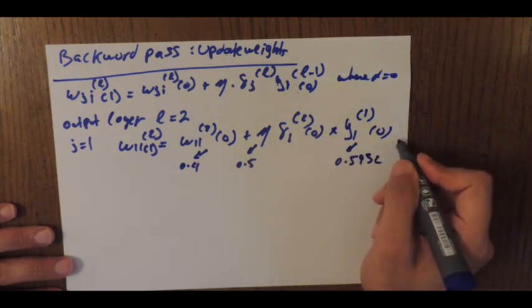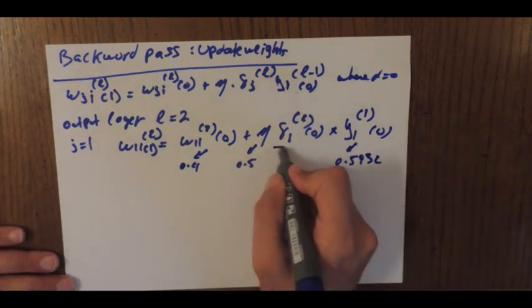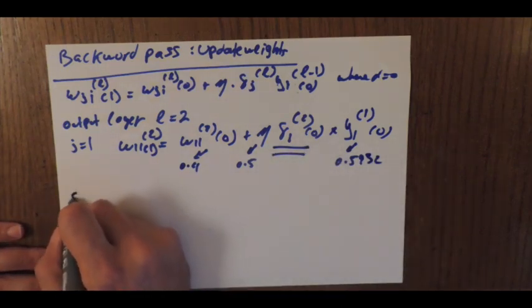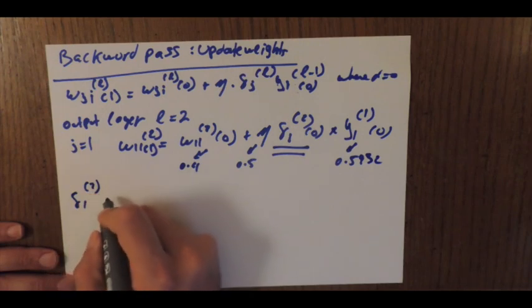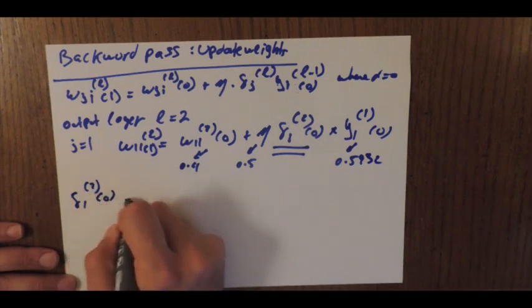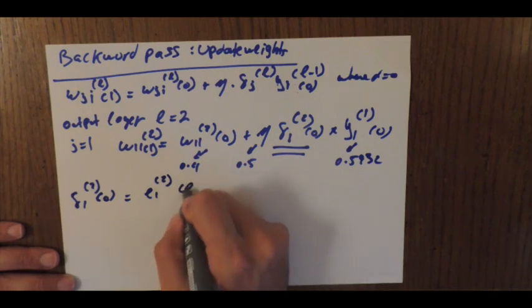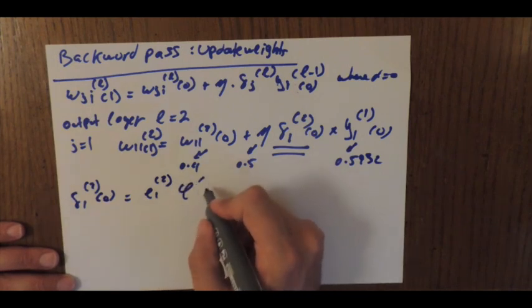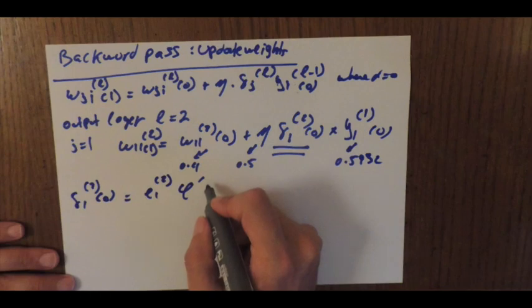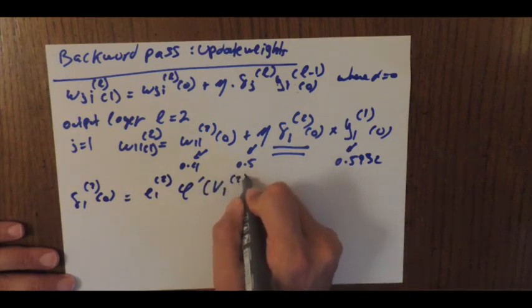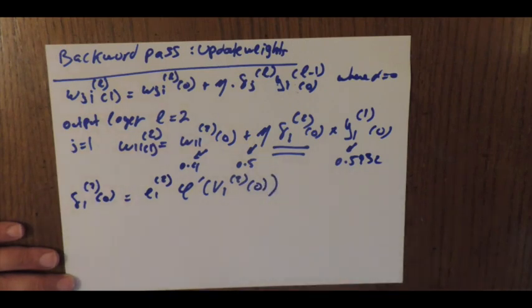We already computed this value. So the only unknown in this equation is the local gradient. So what is the formula for the local gradient? It's equal to e1 of 2 times phi prime, the derivative of the activation function of the induced field at this point.